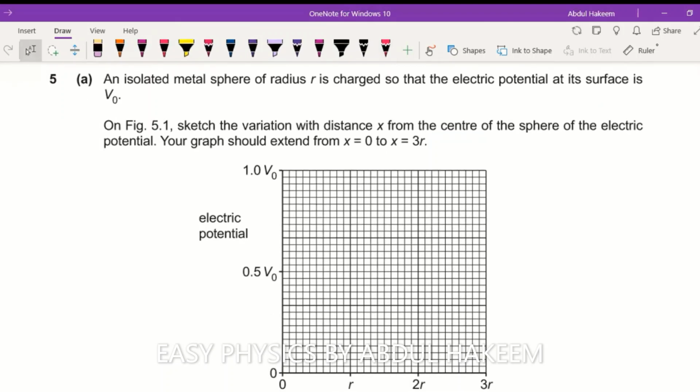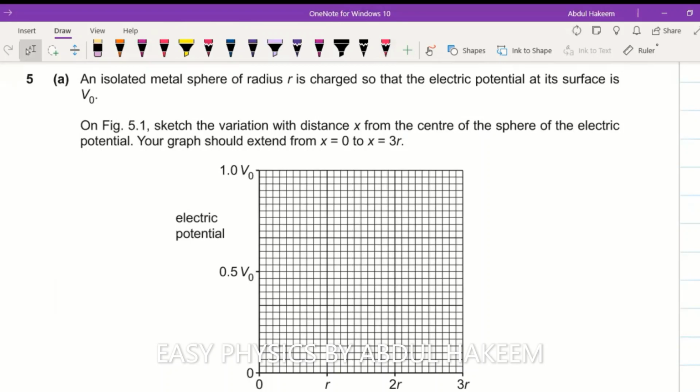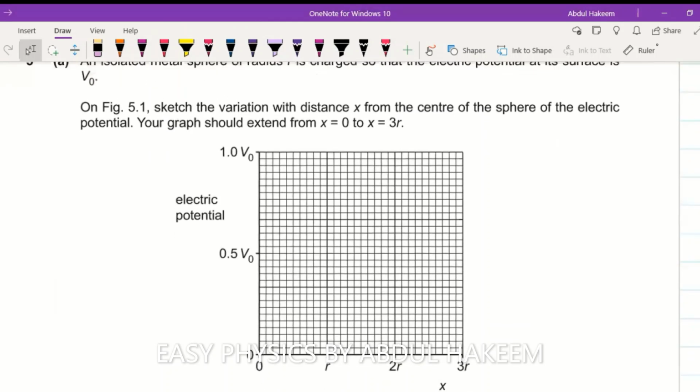Next, an isolated metal sphere of radius r is charged so that the electric potential at the surface is V naught. Sketch the variation with the distance x from the center of the sphere of the electric potential. Your graph should start from x equals 0. So look, from one end to the other end, the electric potential remains the same, constant. So from the center to the surface, it is constant.